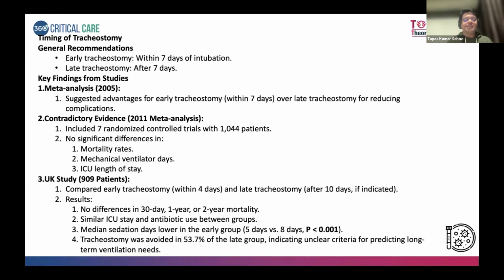But the significant thing is median sedation days were lower in the early group, P less than 0.001, 5 days versus 8 days. That is quite significant. And tracheostomy was avoided in 53.7% of the late group. That is again one of the criticisms for this study, that if you are waiting for the late tracheostomy, you are avoiding it in more than 50% of the group. So that is definitely something which would be antagonizing the idea of going for early tracheostomy.